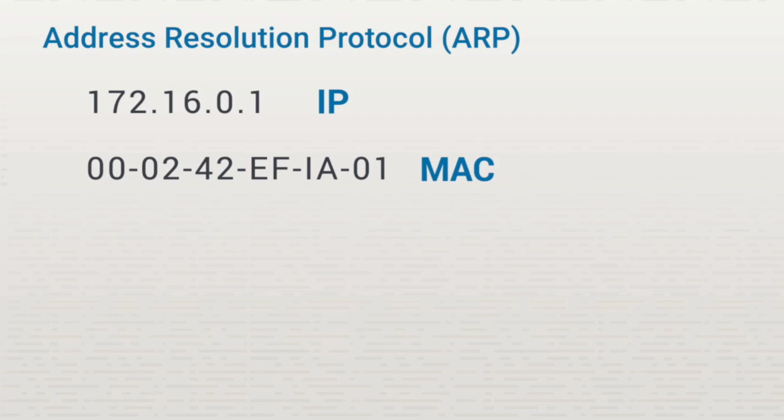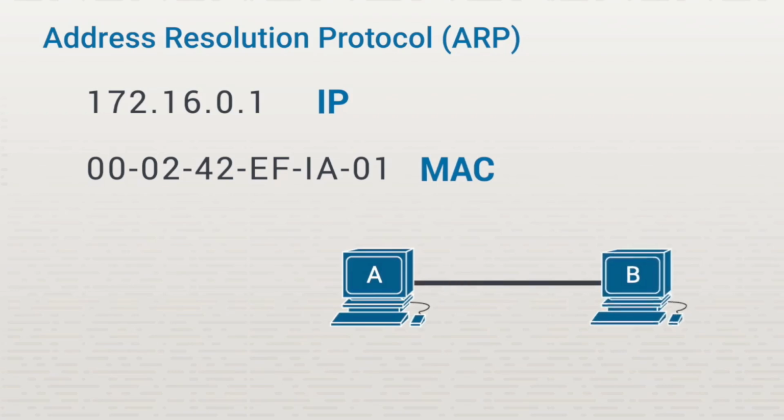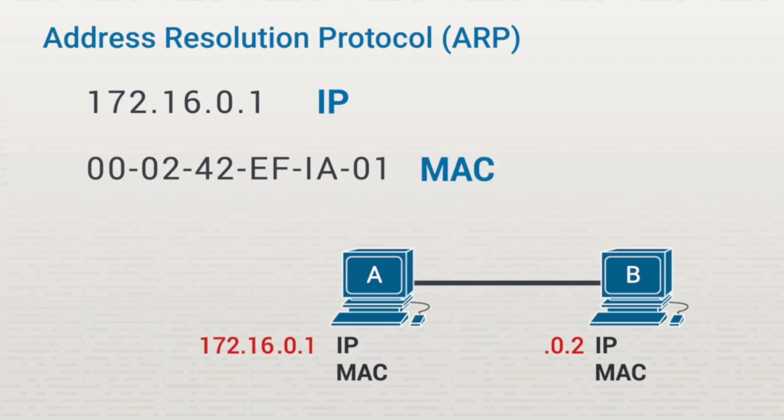Now let's diagram a very simple network with 2 directly connected systems. Station A is here and Station B is here. Each of these systems has an IP address and a MAC address. Let's assign Station A to 0.1 and Station B to 0.2. Station A is 172.16.0.1 and Station B is 172.16.0.2. I won't write down their MAC addresses, but these would be 6-byte addresses like we saw earlier.